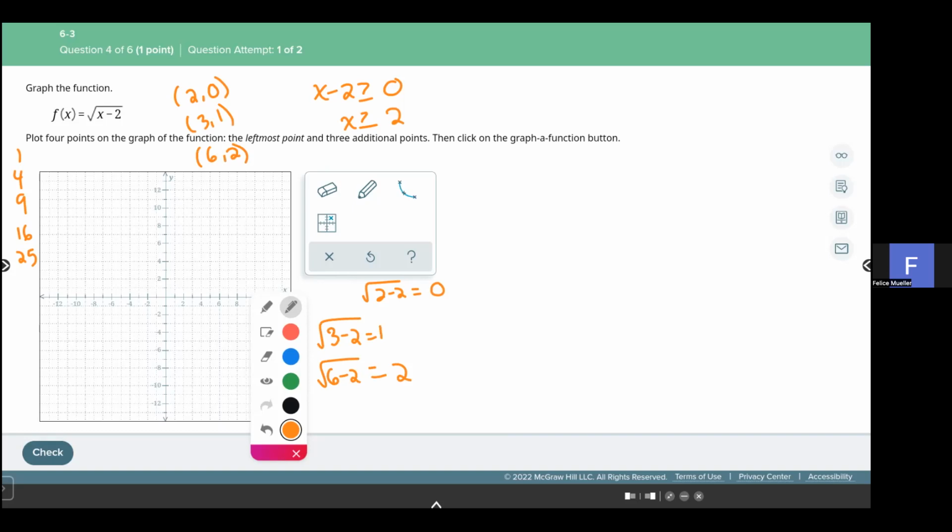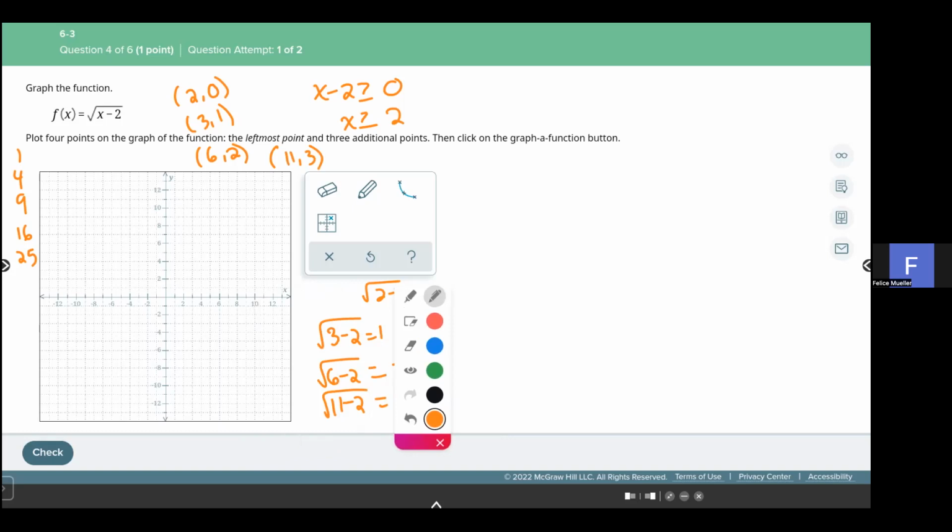And then for 9, I'm going to say 11, because 11 minus 2 is 9, and the square root of that would get me 3. So I'm going to use 11, 3.